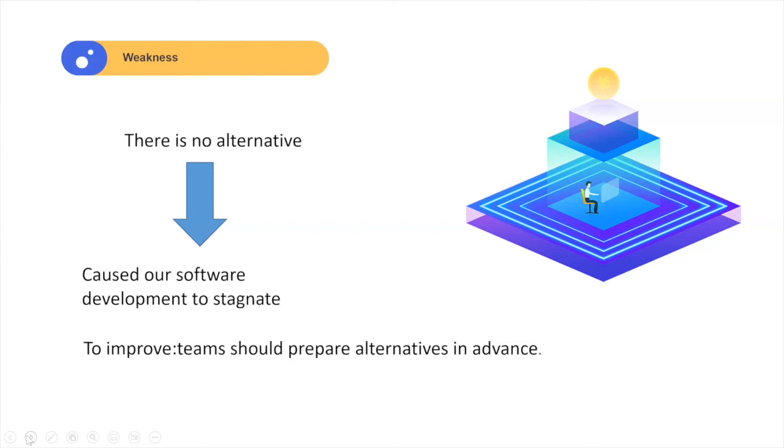The last one, there is no alternative. At the late stage of the project, there were some problems with our software. There were two parts that could not be realized in the function, but we did not prepare a second plan. In the absence of a replacement, this caused our software development to stagnate and we did not know what to do next. The development efficiency was reduced, the software build was abnormal, and the software product could not be delivered to the customer normally. For next time, the team should prepare alternatives in advance.